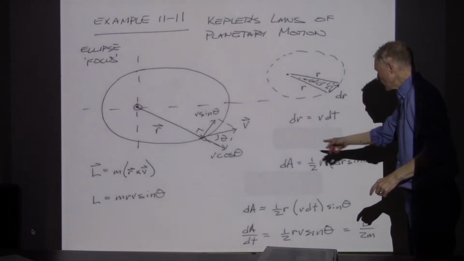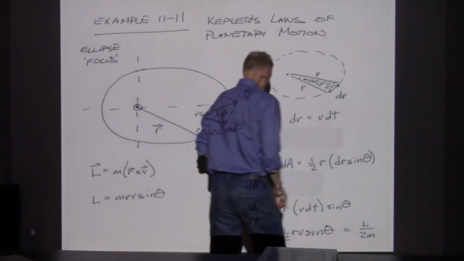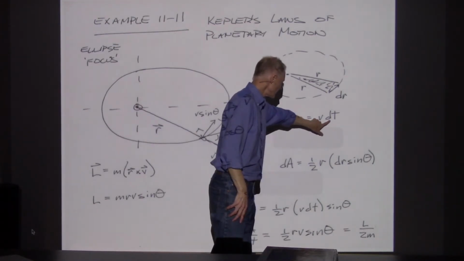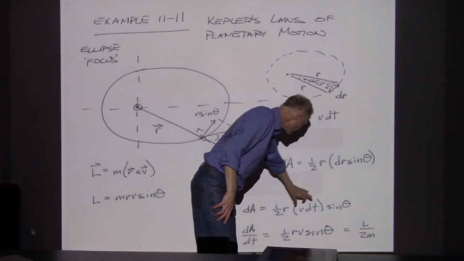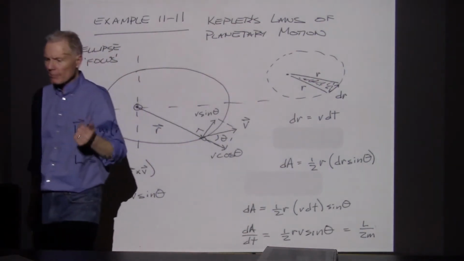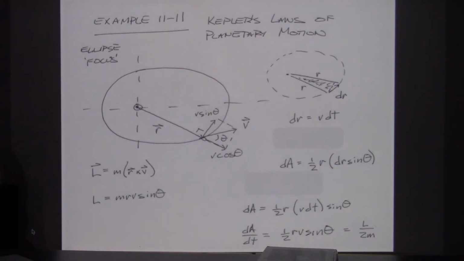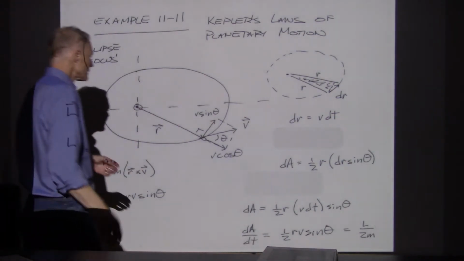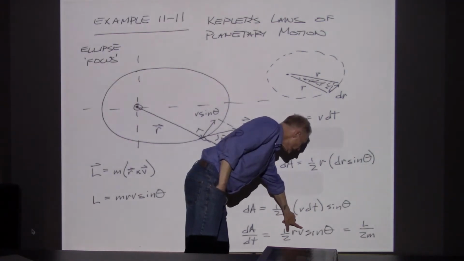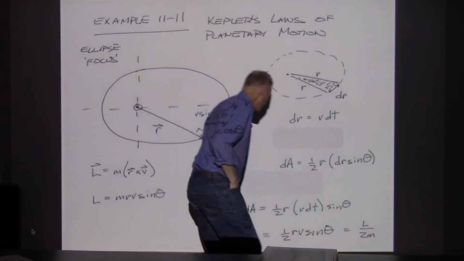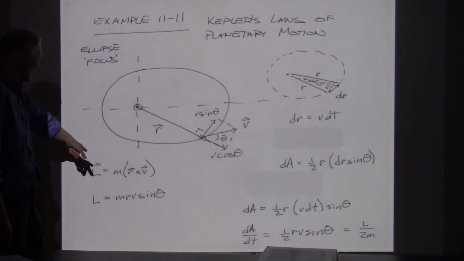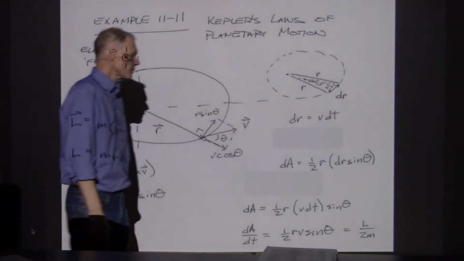So the area, dA, is equal to 1/2 r. Now we said that dr is equal to v times dt, so I've substituted that in. What it says is that dA/dt, the amount of area swept out during any amount of time, is given by 1/2 r v sine theta. And if you compare formulas, r v sine theta, that's the angular momentum.